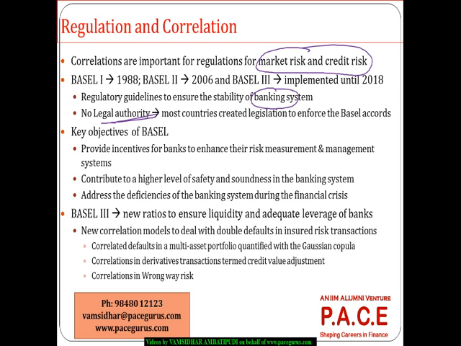In Basel 3, new ratios have been introduced to ensure liquidity and adequate leverage of the banks. New correlation models are going to come up as part of Basel 3, especially for defaults in multi-asset portfolios, correlation in derivatives transactions, typically termed credit value adjustments, and correlations with respect to wrong way risk. They are going to come out with correlation related standards as part of Basel 3, which is going to be implemented until 2018.